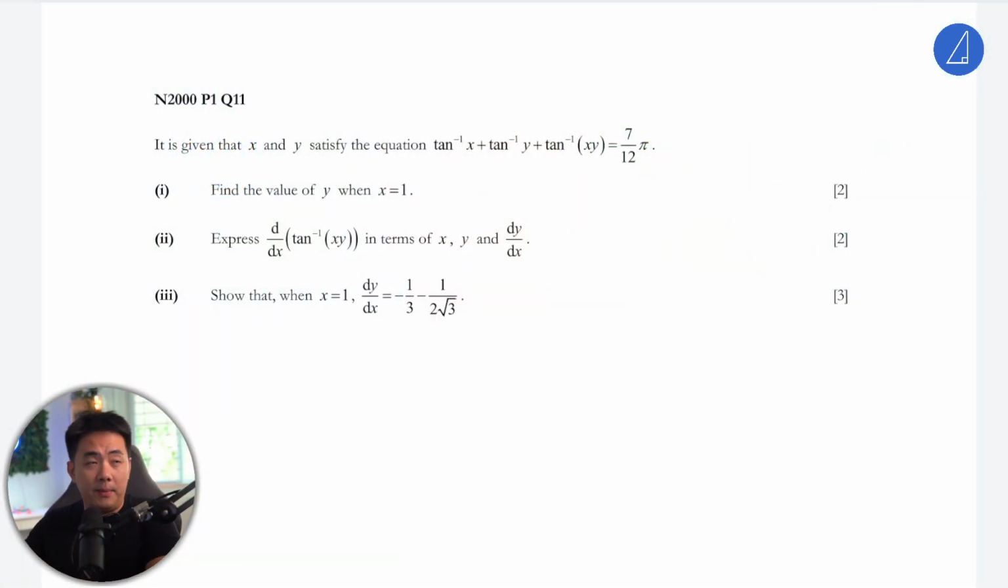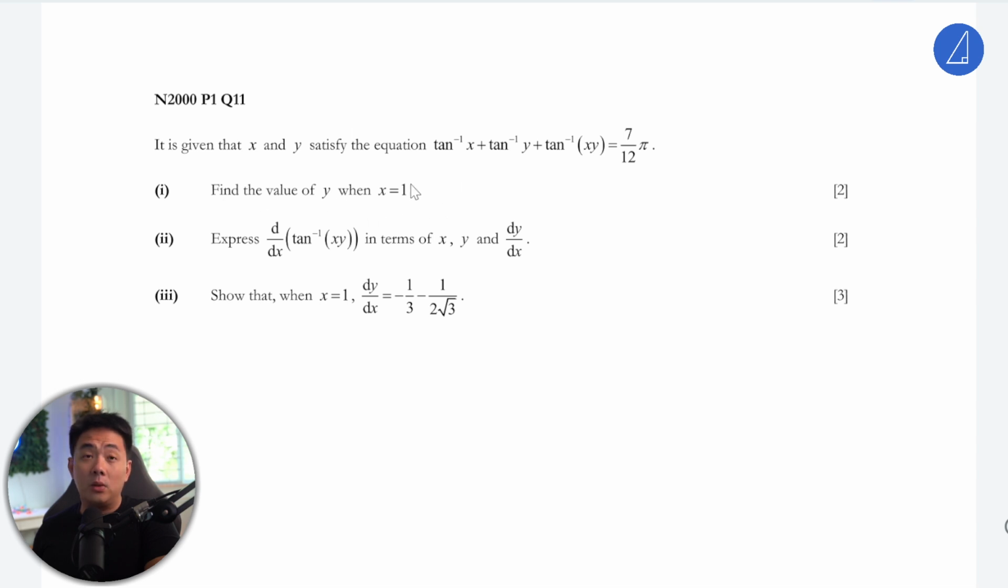Hi students, let's look at this question here, which was taken from the year 2000, paper 1, question 11 of the A-level paper. I believe this question is on differentiation. Let's say you can do this proficiently. So it's given that x and y satisfy this equation here. We are asked to find the value of y when x is 1.